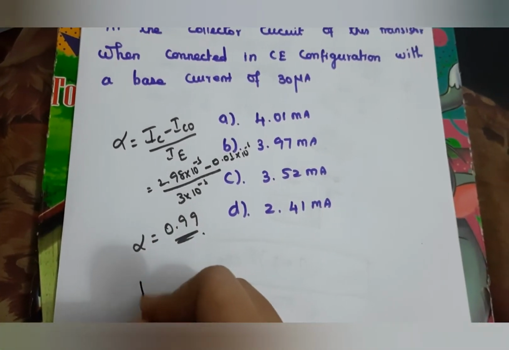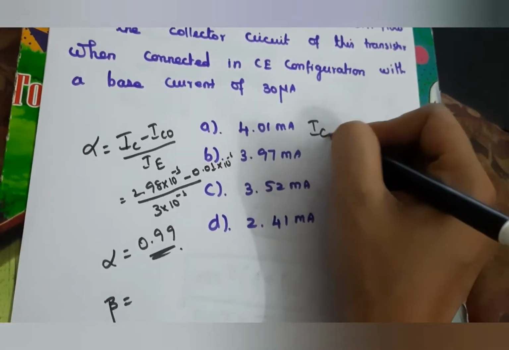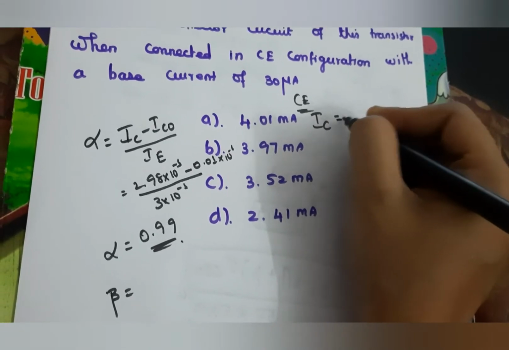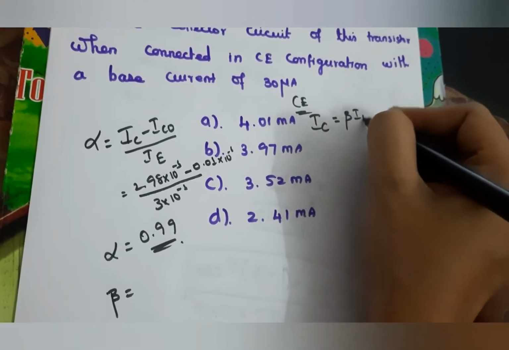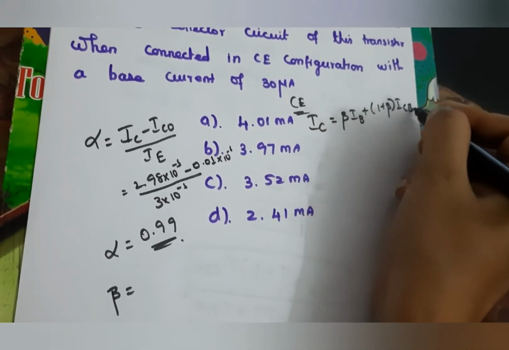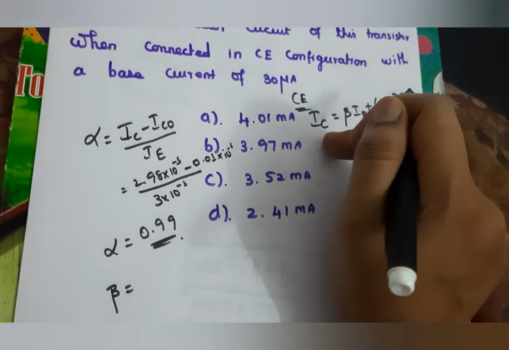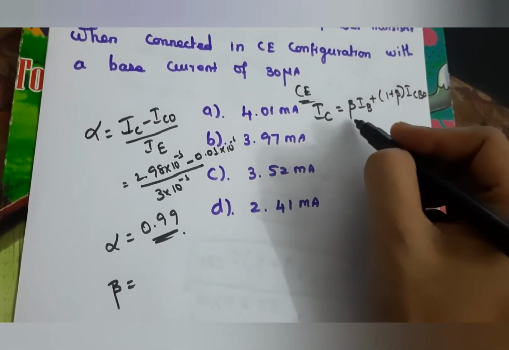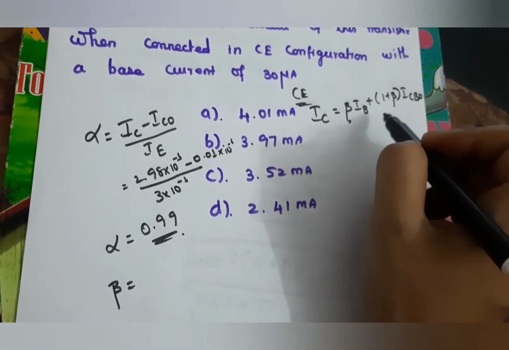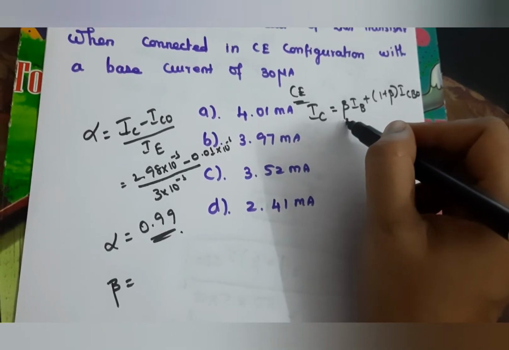So from alpha we have to find beta, because we have to find the IC of CE configuration. The equation for this is IC equals beta IB plus 1 plus beta ICBO or ICO. So this is the equation for finding the IC current. Now IB is given as 30 microamps, and ICBO also we know. So the only value we have to find is beta.